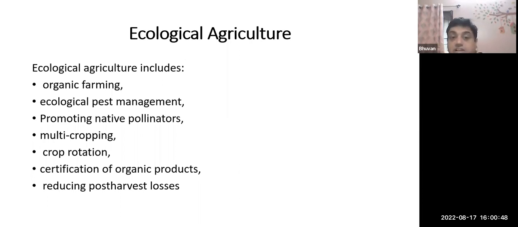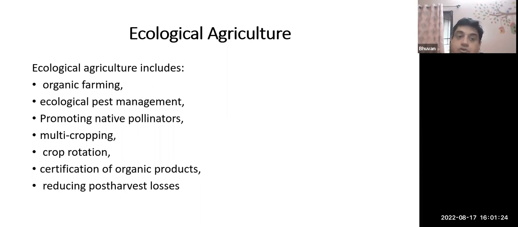Then promoting the native pollinators. At present in India, many honeybee breeders are importing various kinds of European bee species. But that is not the solution for sustainable agriculture. Basically, we have to promote the native species of Apis. Apis is the generic name of the honeybee. So native pollinators must be focused upon in the ecological agricultural scenario.